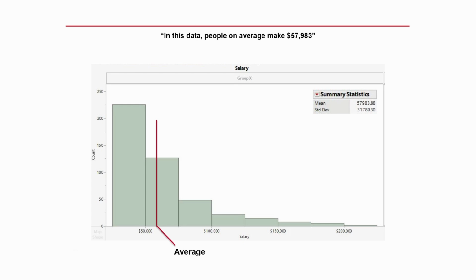This histogram came from another group of salaries, and as you can see where I marked out, the average is just under $58,000.